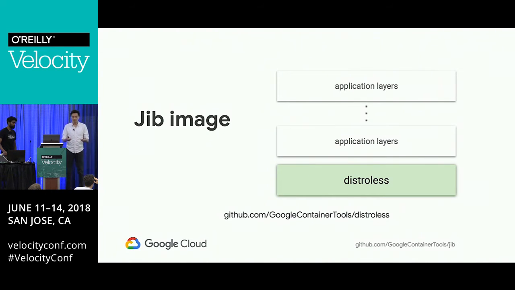So in the Jib image, we build our application layers on top of the distroless/Java base image. Distroless is a set of language-focused base images for languages such as Java, Python, Go. And these images don't include anything but just what is necessary to run your application in that language.